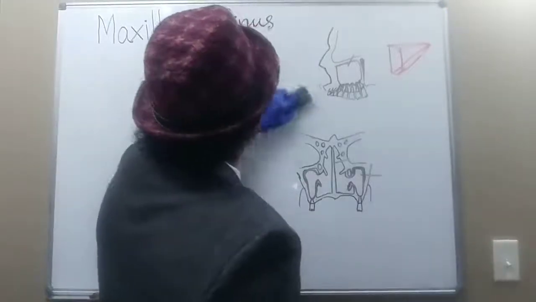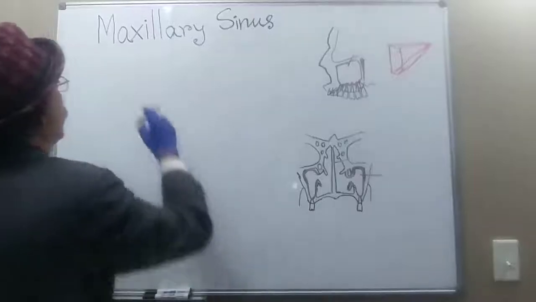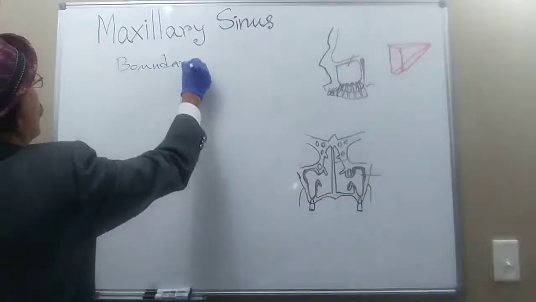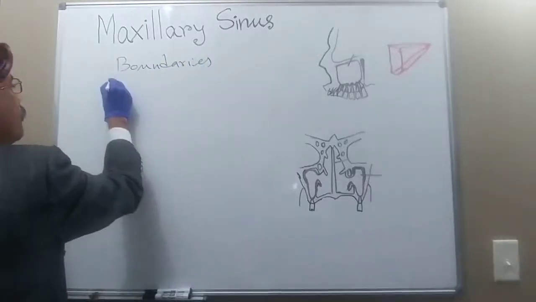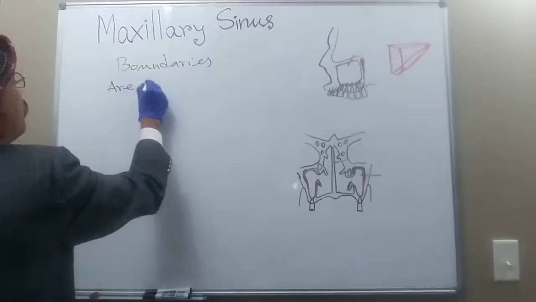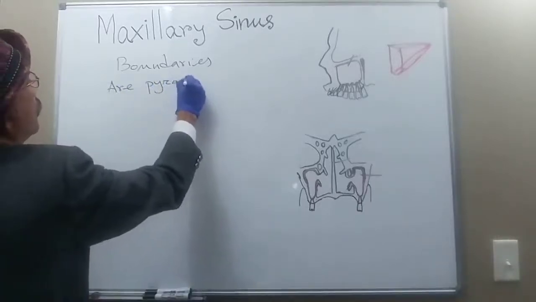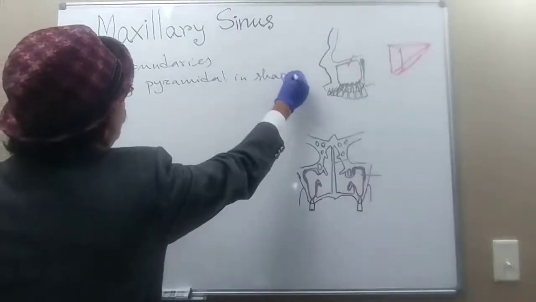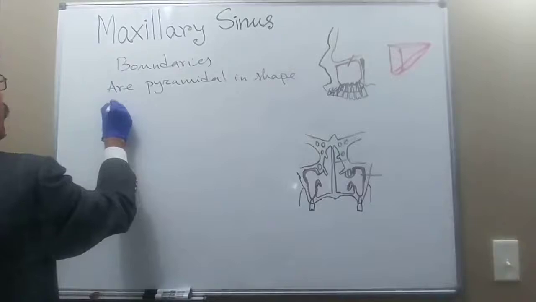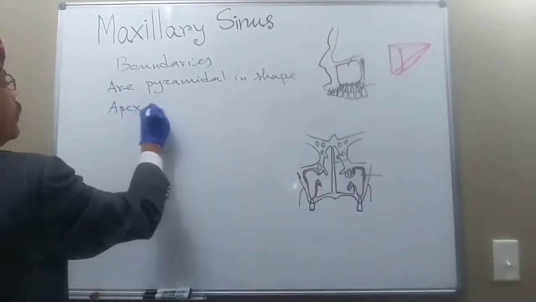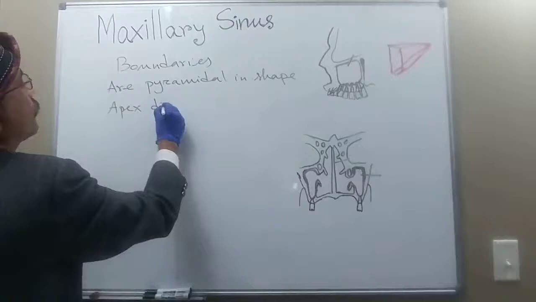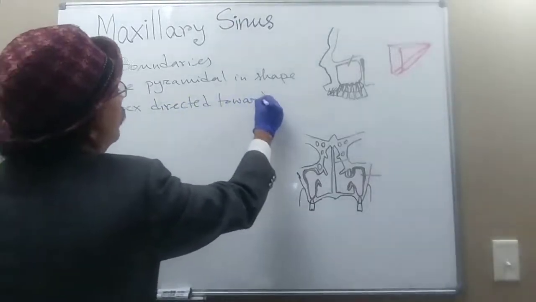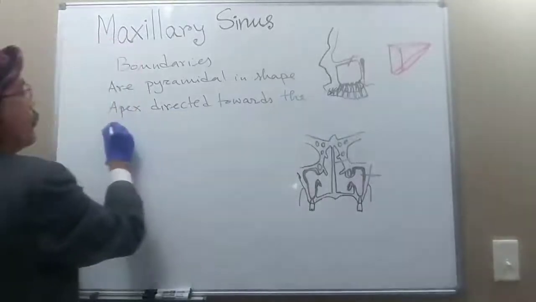We'll go to the boundaries of the maxillary sinus. They are pyramidal in shape. Apex is directed towards the zygomatic process.